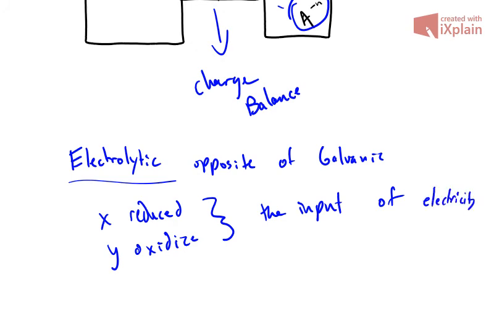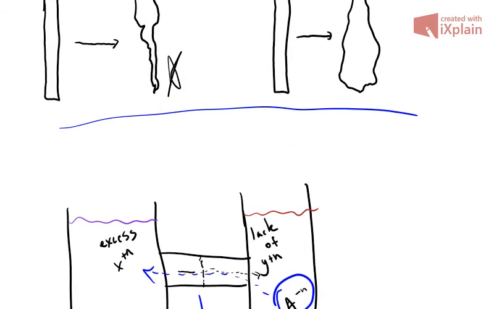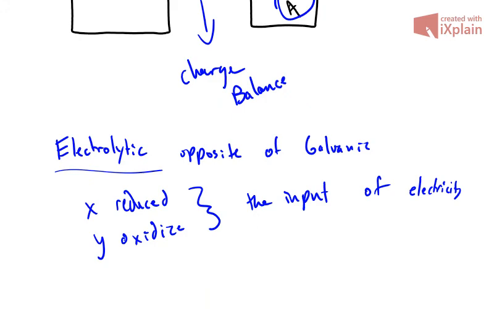So while a galvanic cell produces electricity, an electrolytic cell requires electricity for the reaction to take place. And so a combination of electrolytic and galvanic cells could make a rechargeable battery. You put charge into your battery, and it reverses this process, and allows you to use that battery again as it was meant to be used.